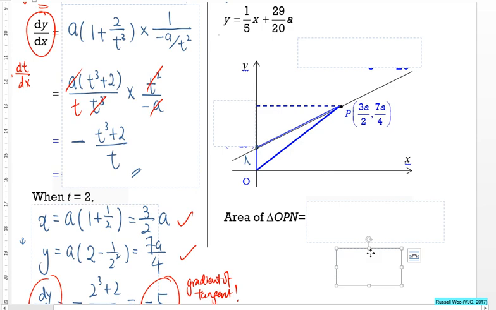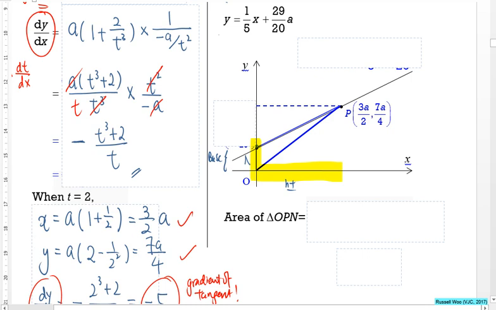You can say half base times height. Where's the base? If you take this as the base, you have a big problem, because then you don't know what this height is. I let this be the base and this be the height. Do you know what I'm saying? I let this be the base, and therefore this will be the height. Follow? Now I already know the height.